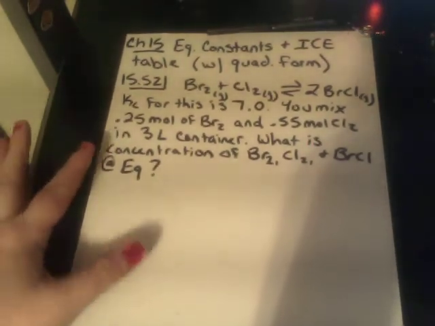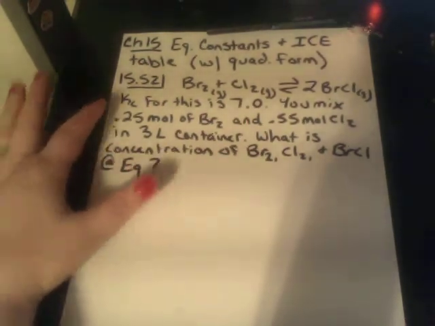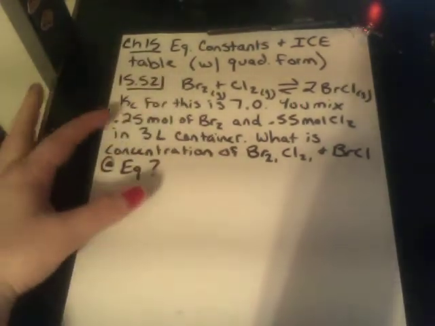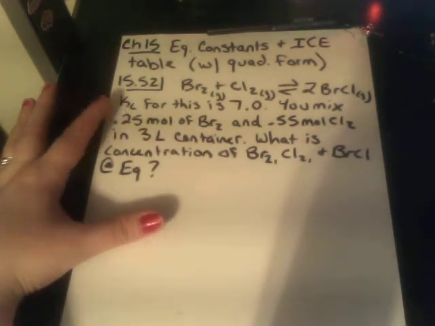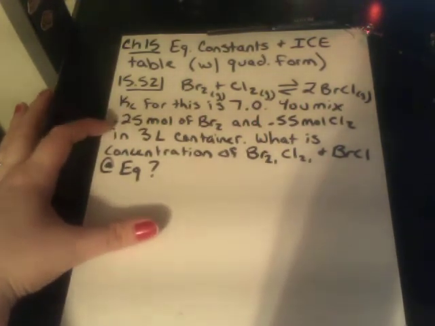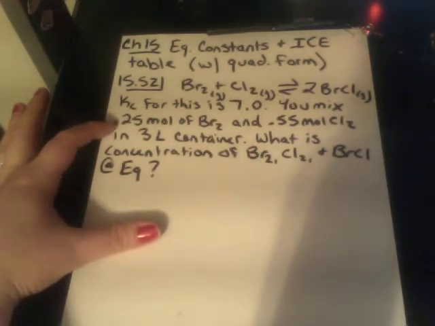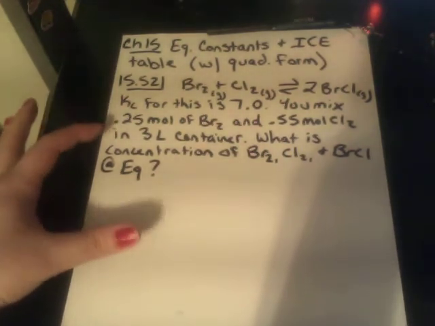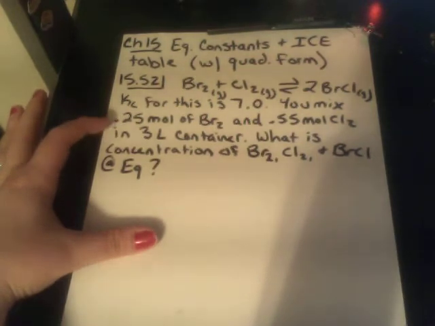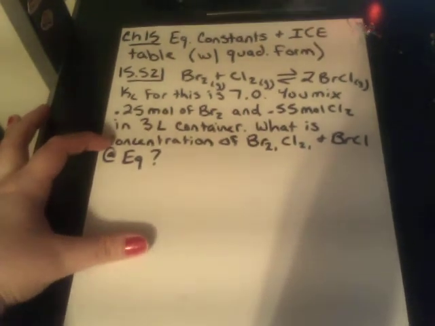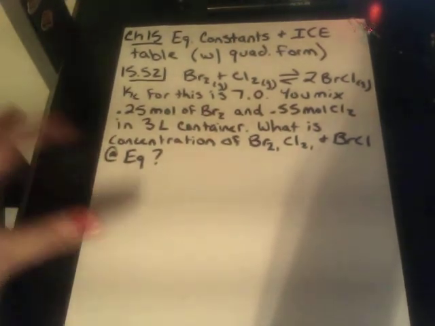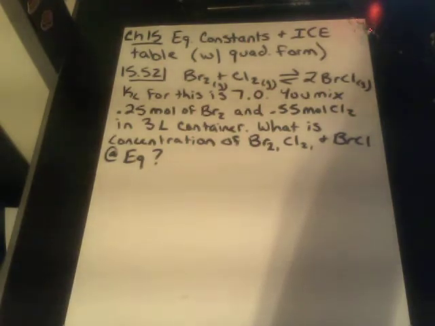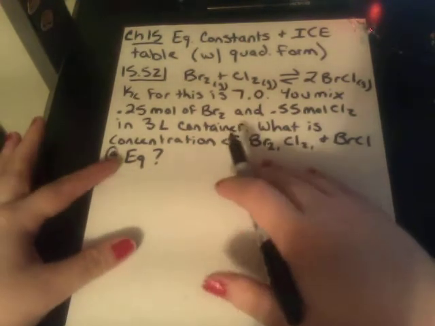So the problem that's given to us is they give us an equilibrium reaction, and it says the K sub C, the equilibrium constant for the reaction, is 7.0. So they say what happens when you mix 0.25 moles of Br2 and 0.55 moles of Cl2 in a 3-liter container. What's the concentration of Br2 and Cl2 and BrCl at equilibrium? So remember, in an ICE table, you should put concentrations.